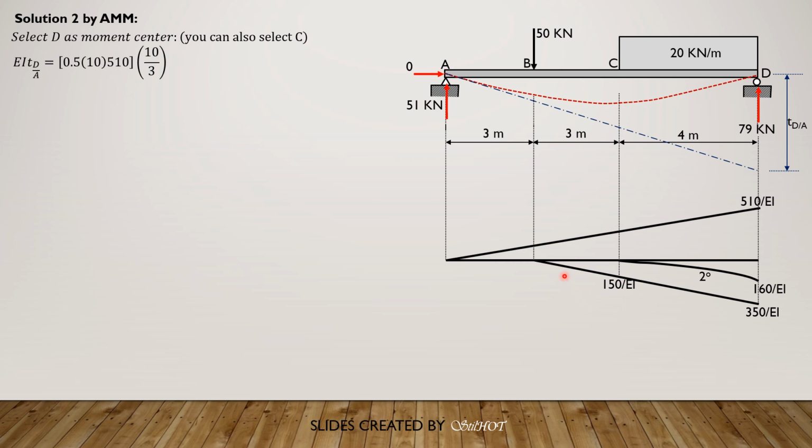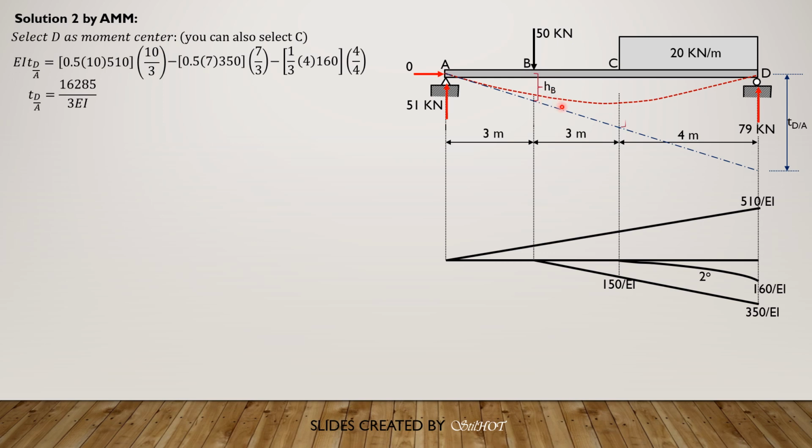Then minus quantity 0.5 of 7 times 350 times 7 over 3, the moment arm. Then minus 1/3 of 4 times 160 times 4 over 4, or 1, the moment arm. So the deviation of D relative to A is equal to positive 16285 over 3 EI. Now that we have found it, we can compute the other values.